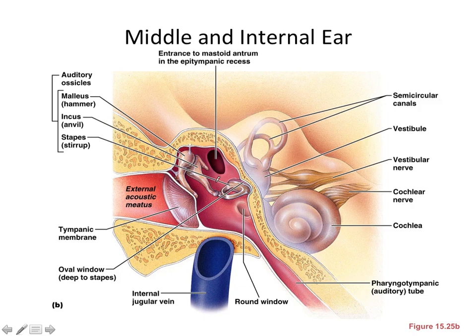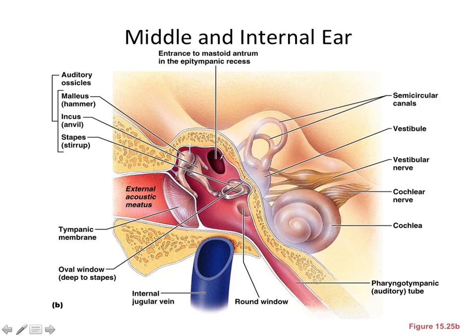These three tiny bones are the malleus, incus, and stapes. These three bones are called auditory ossicles. The malleus is like a hammer, the incus is also called the anvil, and the stapes is called the stirrup. So these are the three tiny bones.